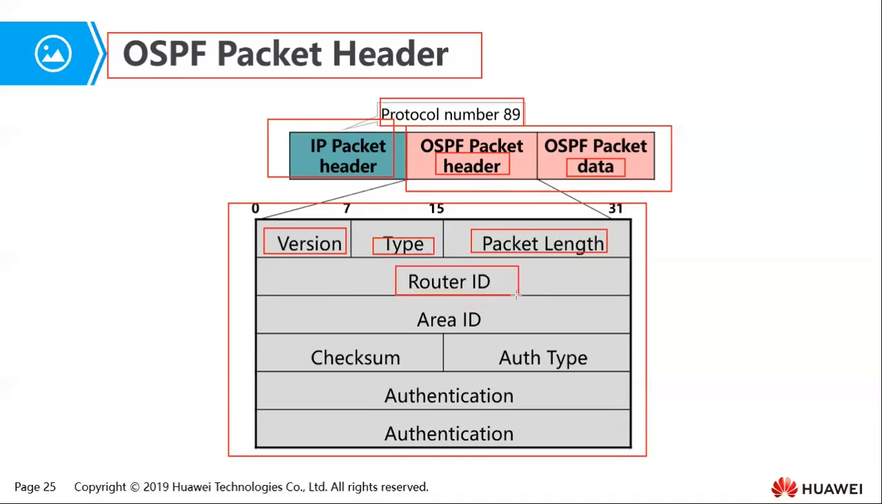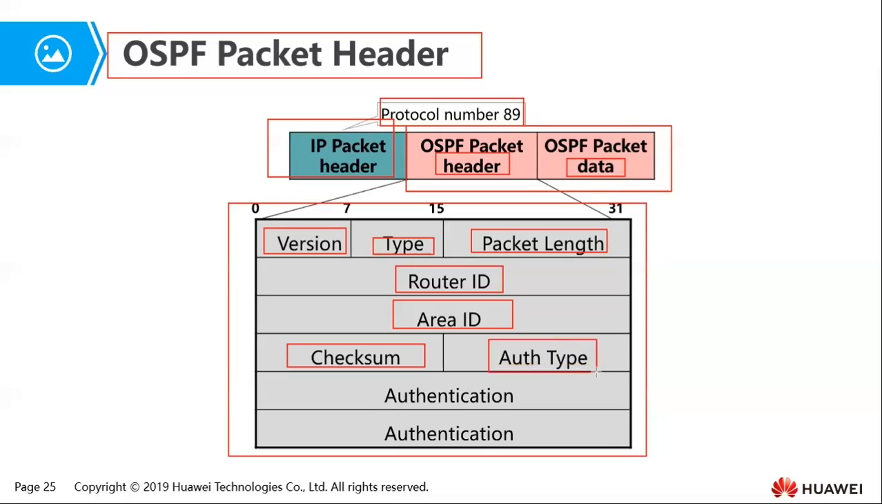The router ID is, I think, self-explanatory. It is simply the identity of the router that has originated this packet. Area ID is the area in which this packet has been advertised, so it will give the number there. Checksum, just like in many other headers that we've looked at, is used for verifying the data integrity of the OSPF packets, including the header.